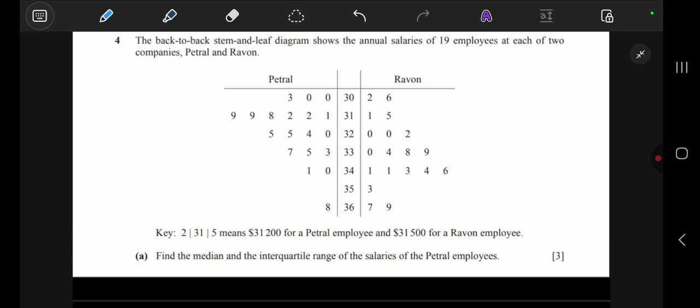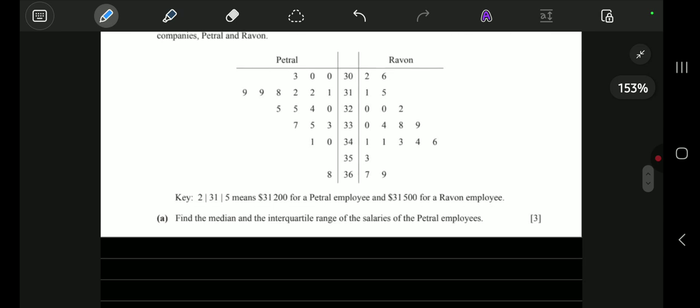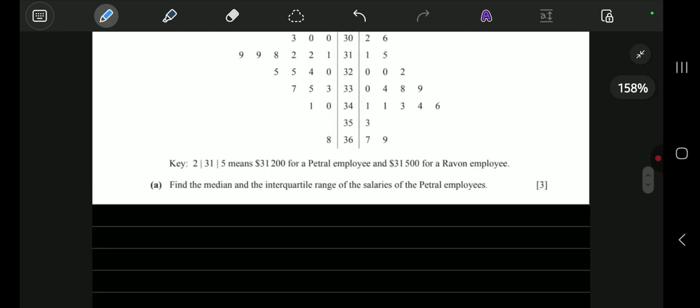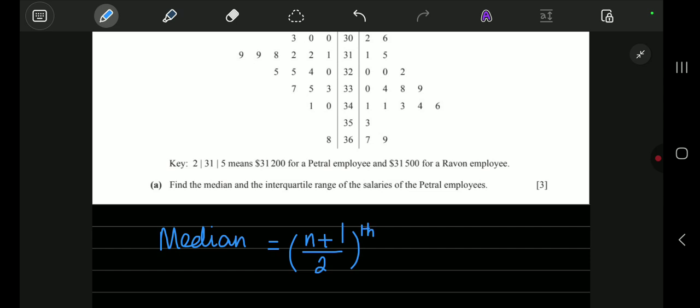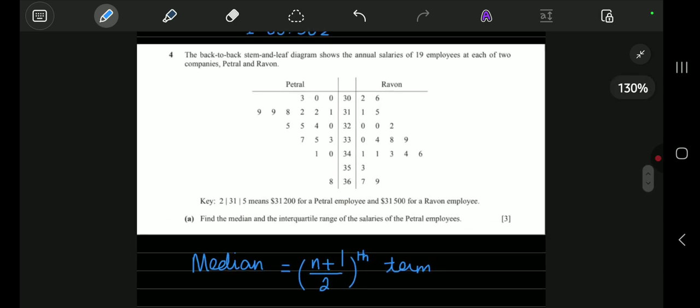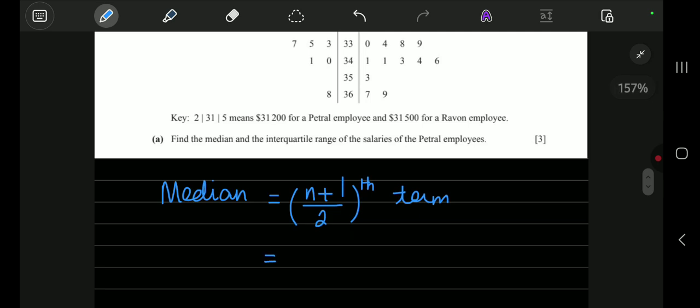So we need to find the median. What's the formula for the median of a stem and leaf diagram? That is (n plus 1) over 2 th term. This will give you the term number. So what is your n? N is 19. So 19 plus 1 over 2 gives you 20 over 2, and that gives you 10.